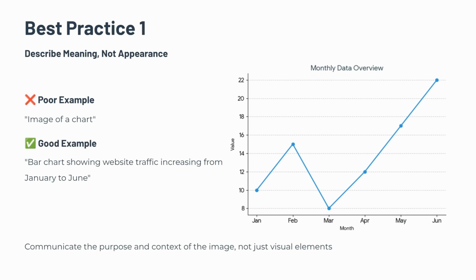First, describe the meaning of the image, not just what is visually present. Alt text should communicate the purpose of the image in its context. For example, instead of writing something like "image of a chart," you could write "bar chart showing website traffic increasing from January to June." This helps users understand what the image is actually conveying.